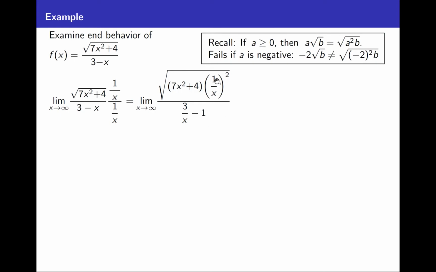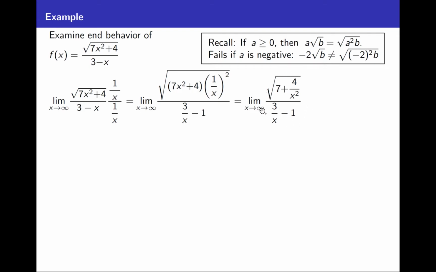Now let's distribute the 1 over x squared into the parentheses. Multiply it through, and you get, let's see, the 1 over x squared times the 7x squared is a 7. The 1 over x squared times the 4 is a 4 over x squared. So we have the limit as x goes to infinity of this expression now.